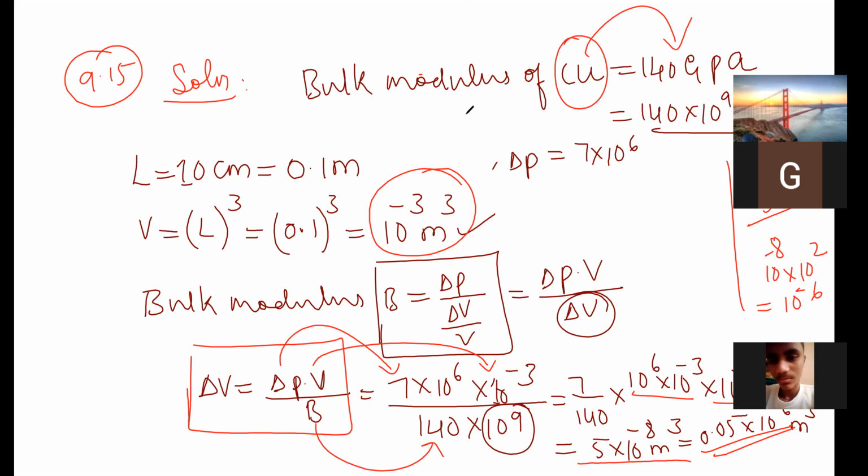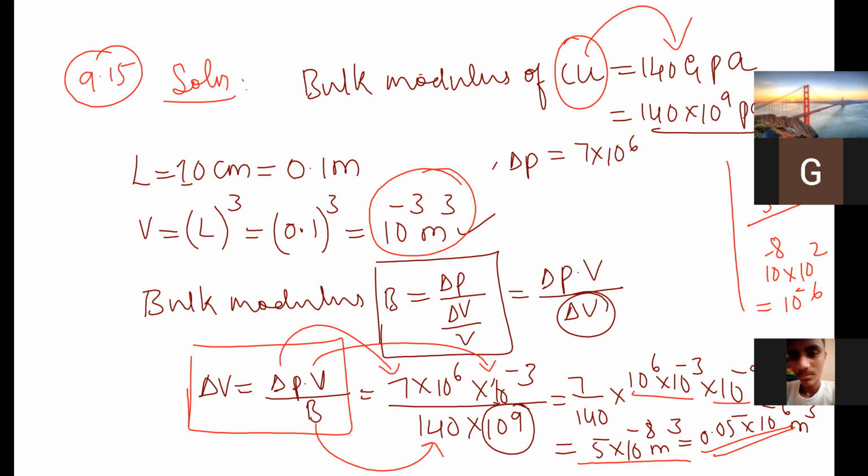So check once whether that much of answer you will get or not. So we will hang on to that. If they have not given the bulk modulus, we should remember it: 140 gigapascal. That is always constant for copper. Bulk modulus of copper is 140 into 10 to the power of 9 Pascal.